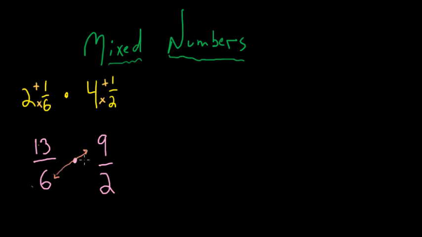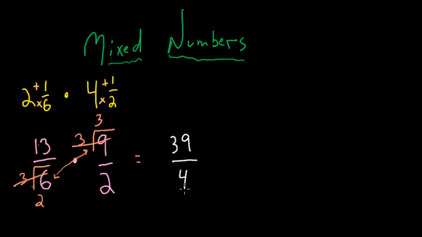6 and 9 have a common factor of 3. And there we are. So we put 3 on the outside. 6 becomes 2, and 9 becomes 3. And now we've got 13 times 3, which is 39, over 2 times 2, which is 4. Now we never write a fraction as improper and leave it as our answer. We always turn it back into a mixed number.